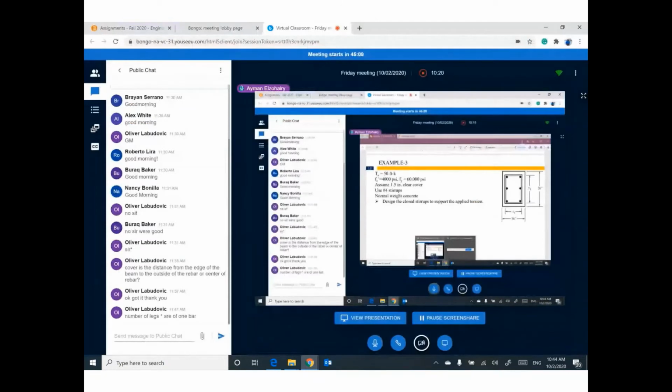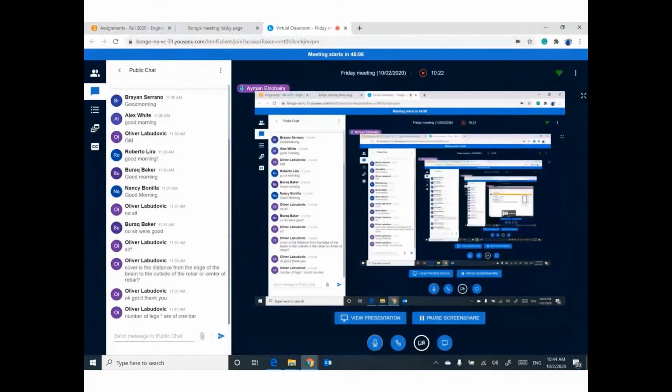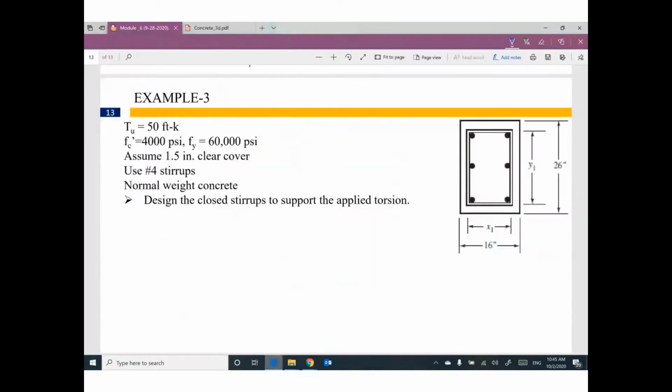Yes, thank you, Oliver. Area V is the number of legs times the area of one bar. But area T in torsion is only the area of one leg. Anyway, we have a beam with width 16, overall depth 26. We have applied torsion, T ultimate, equal 50 kip-foot. F prime C 4,000, F yield 60,000.